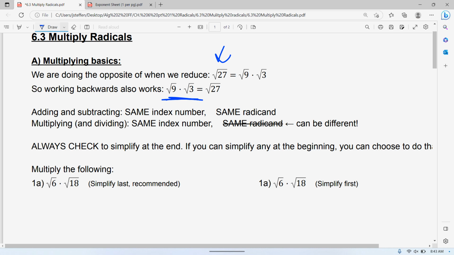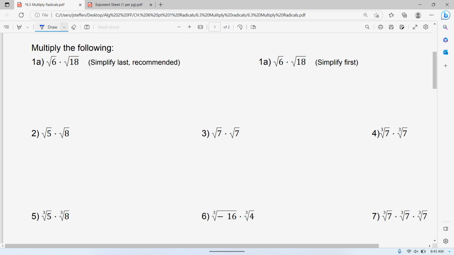So, getting right into it, number 1A and 1B, they're the exact same problem. One of them I'm going to simplify at the end. One of them I'm going to simplify at the very beginning. I would definitely recommend doing it at the end.